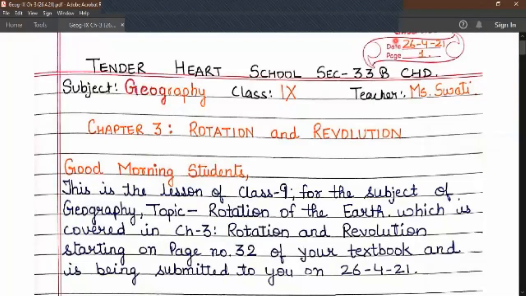Good morning, students. This is the lesson of class 9 for the subject of geography, topic rotation of the earth, which is covered in chapter 3, rotation and revolution, starting on page number 32 of your textbook, and is being submitted to you on 26th of April 2021.